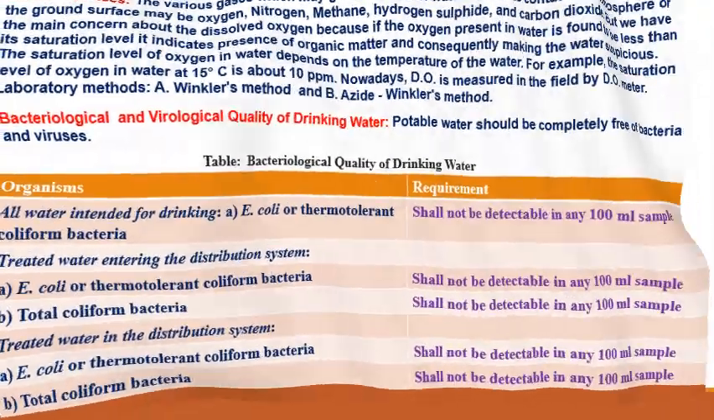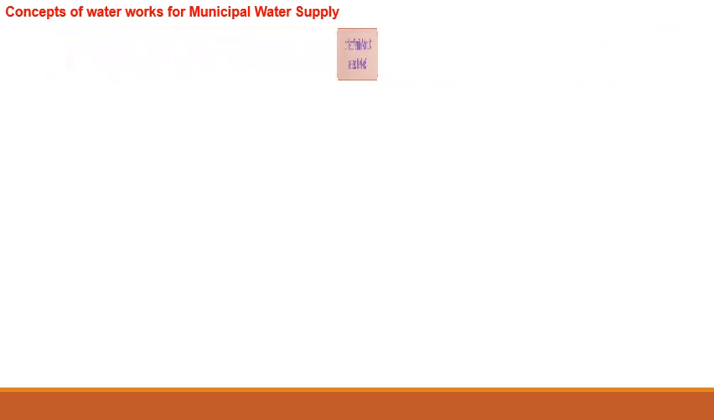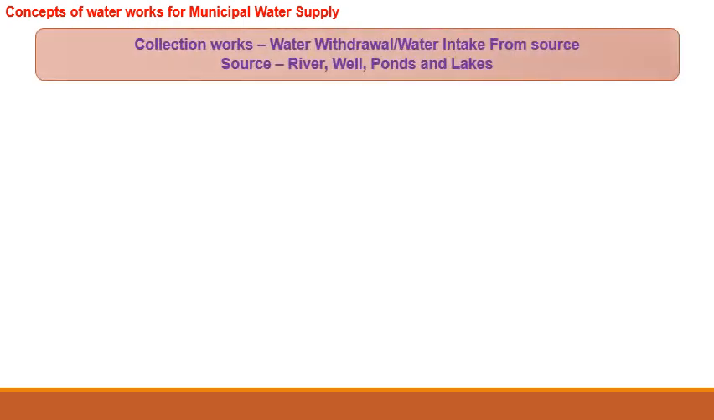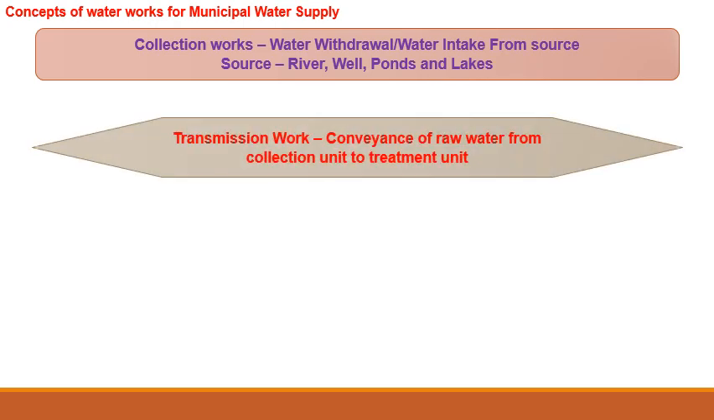Now we come to the concept of water works for municipal water supply. The first aim is the collection of water. We take the water from sources such as river, well, ponds and lake. Then the second step will be transmission of that water, that means conveyance of raw water which is withdrawn from river, well, ponds to the treatment unit.